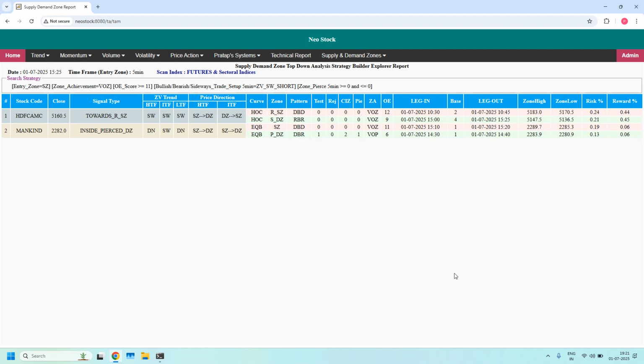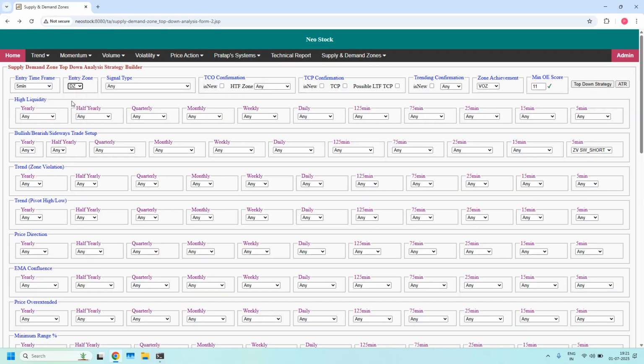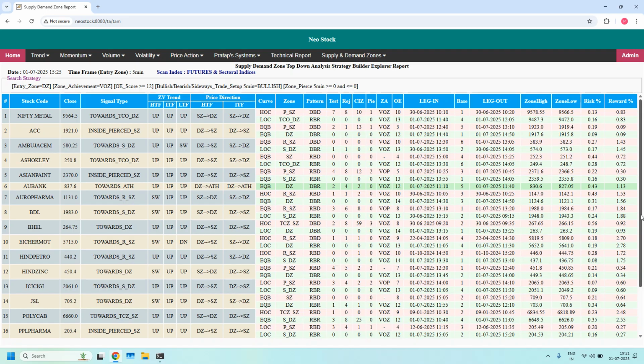Okay, next we will look into bullish trade setup. The filters are: 5 minutes demand zone, here bullish, and minimum order enhancer score 12. Let's filter. First 16 stocks in the list, bullish trade setup for hourly income trade. Entry time frame zones are 5 minutes demand zones.